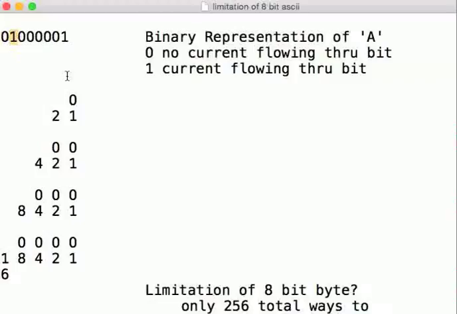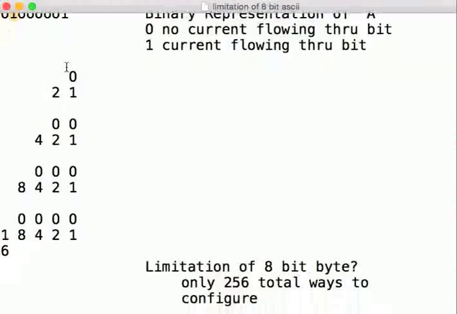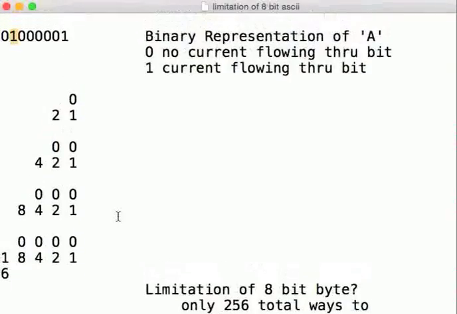Okay, now, I want to talk to you about another topic just for a second. I want to talk to you about an 8-bit byte. So if we have 8 bits in a byte, how many total ways can we configure it? Well, you can configure it 256 different ways. Well, how did I get that? Well, let's just take one bit right here. How many different ways can I configure it? It can be off or on, so two ways.